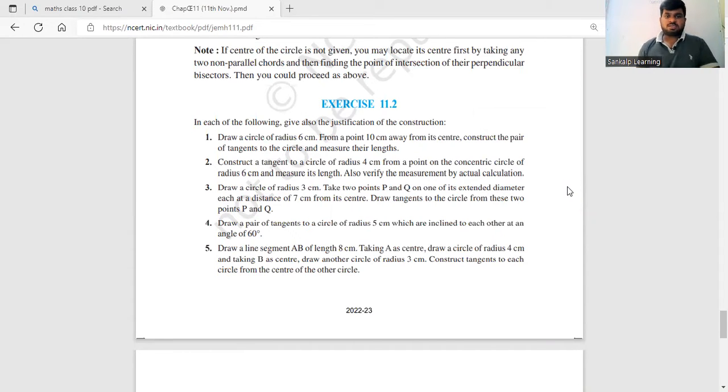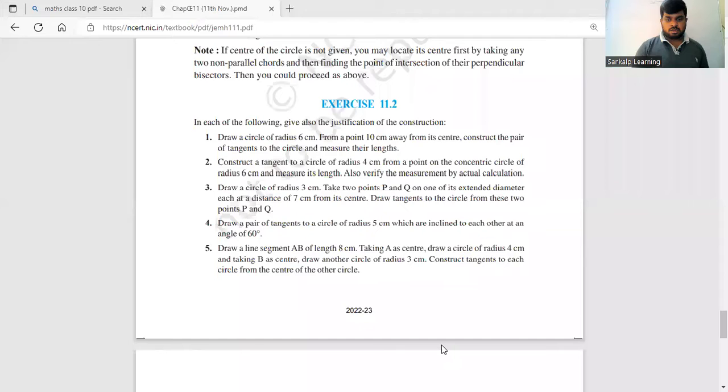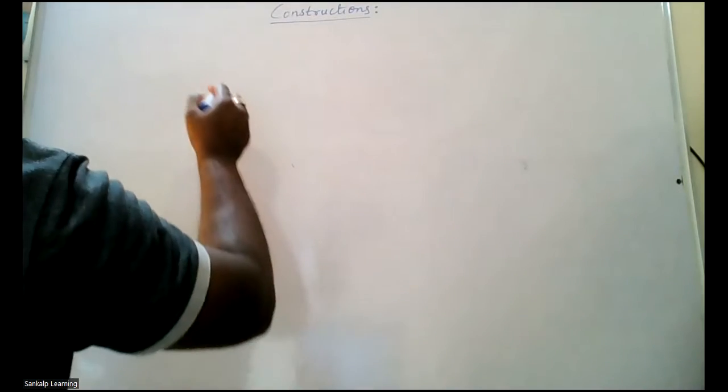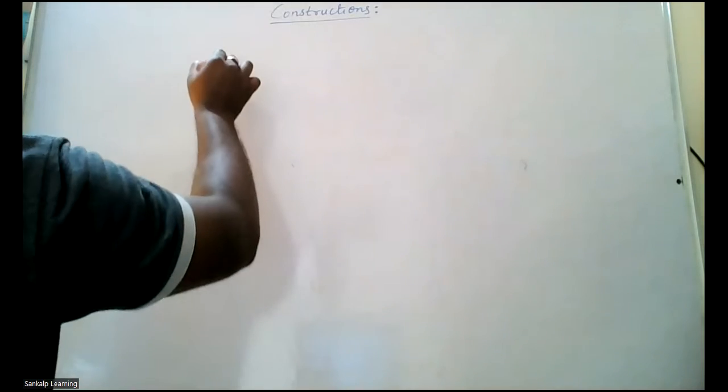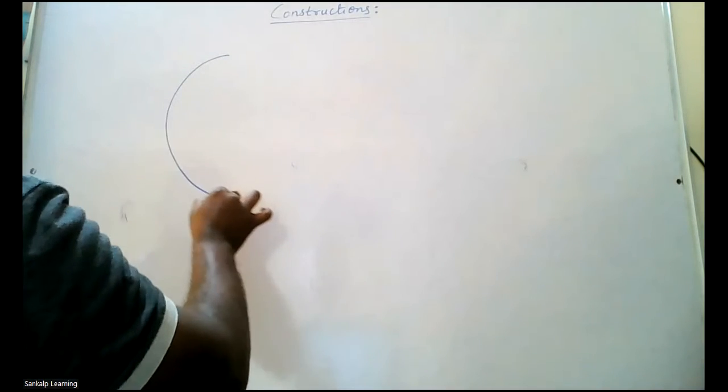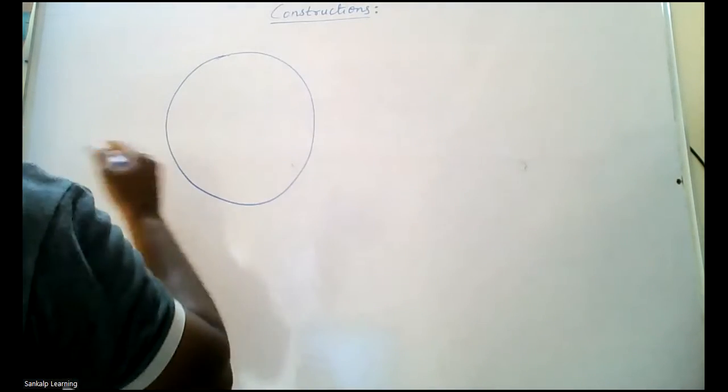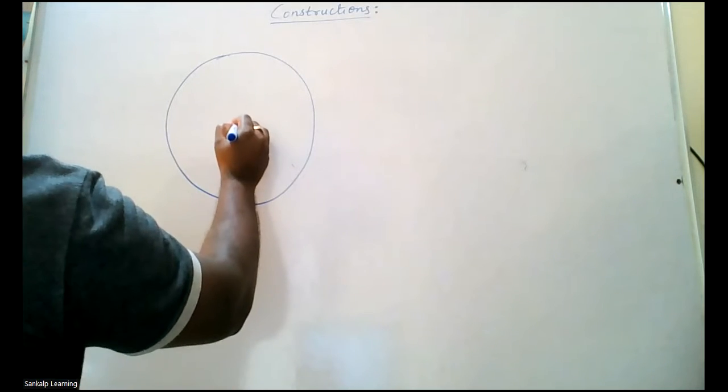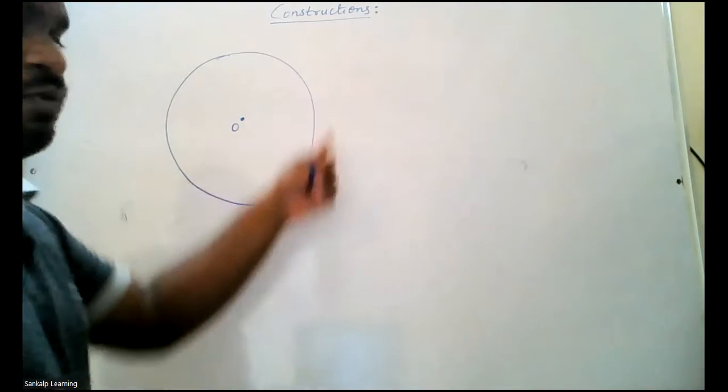The first question: draw a circle of radius 6 centimeter. From a point 10 centimeter away from its center, construct a pair of tangents to the circle and measure their lengths. So here, the radius is 6 centimeter, so we have to construct a circle of radius 6 centimeter. Let's do that. It's very easy. Let's say we have constructed a circle of radius 6 centimeter, and O is the center.